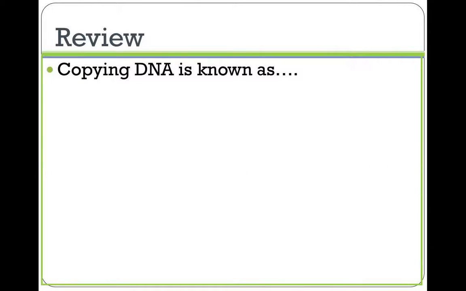So, to review what we know so far about DNA and RNA and how that all works, think to yourself, copying DNA is known as what? I want you to come up with an answer. Okay, copying DNA is known as DNA replication, right? So that's when you take one DNA double helix and you copy it into two new DNA double helices.